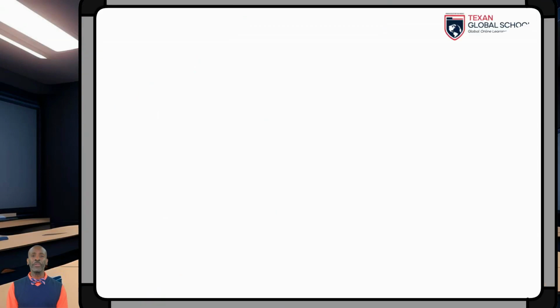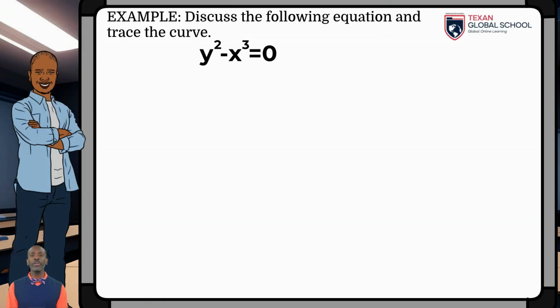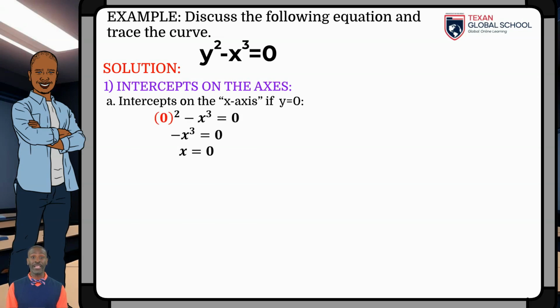In this other example, discuss the equation y squared minus x cubed equals 0 and graph. First, analyze if there are intercepts with the axis. Analyzing if there is an intercept with the x-axis, substitute y equals 0 in the equation. So there is an x-intercept at 0.